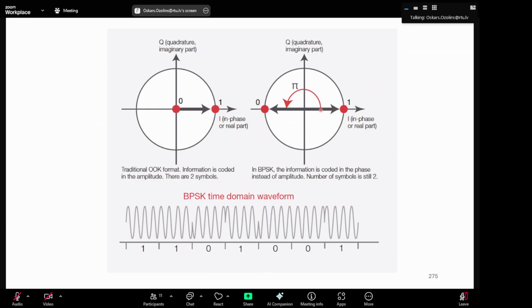And binary phase shift keying is like switching between these two phase values. So phase 0 and phase 180 degrees. And then you can also see when you look in a time domain waveform that at some moment the waveform switches 180 degrees and switches back when the change in symbols happens. But still, you get two symbols here and two symbols here. Right.